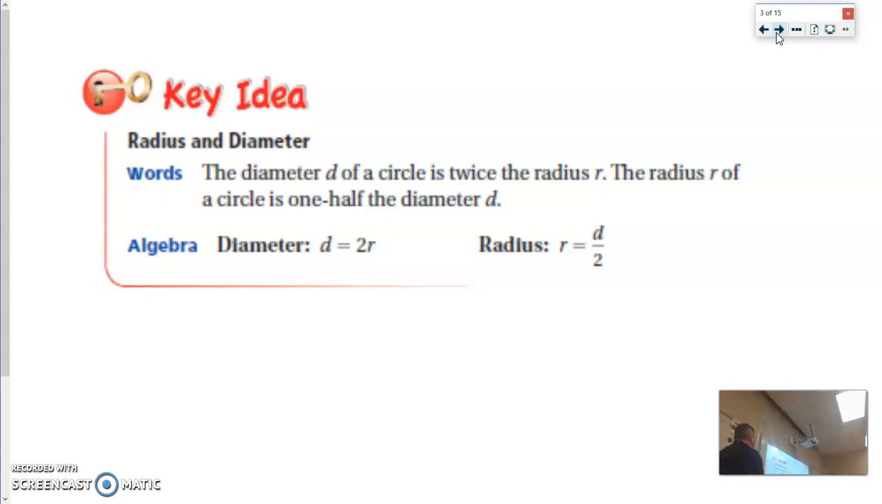Okay? So here's what I can tell you. We have a circle like so. The diameter goes straight through the middle from one side to the other. Okay? It goes all the way through, one side to the other, straight through the middle. That's called the diameter.